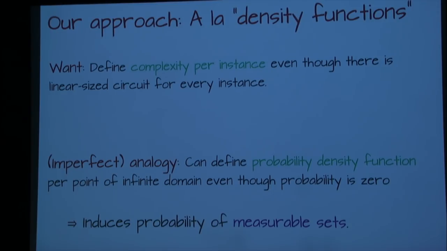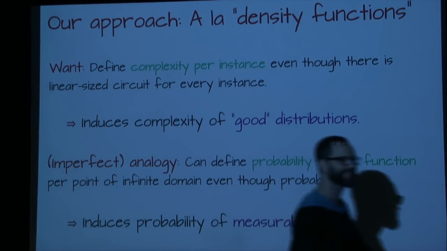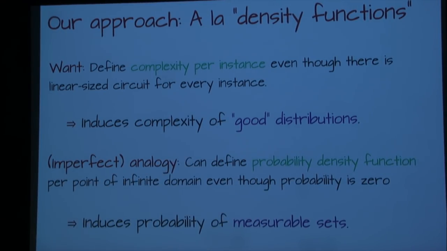And what do we do? The way people do that in probability theory, in measure theory, is that they say, okay, we define this probability density function, but it's only meaningful if you integrate it over a measurable set. You cannot directly apply it unless you integrate it over a measurable set. And similarly, we'd say we'll define it per instance, but we will only be able to derive some meaningful results from it if we integrate it over good distributions over instances. And now we have pushed all the problem into defining what is good, which we'll talk about.